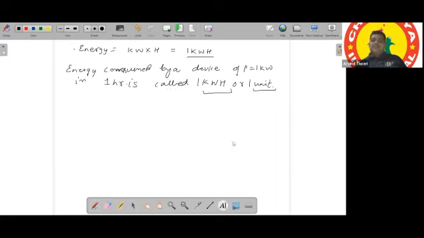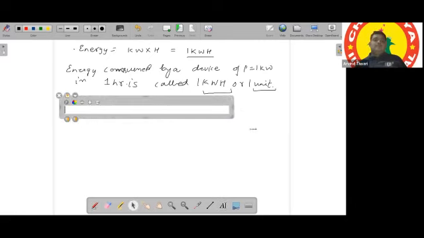Okay. So let's do a small question just to understand this. You have to find the energy consumed in kilowatt hour if the following devices are used.